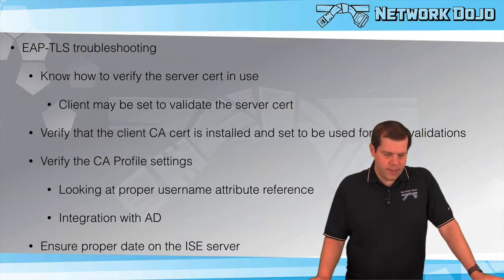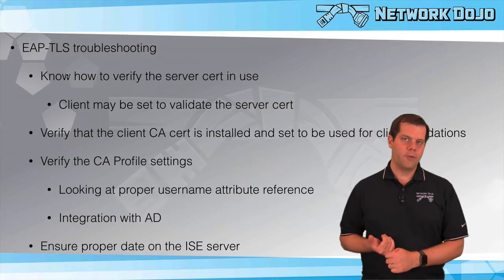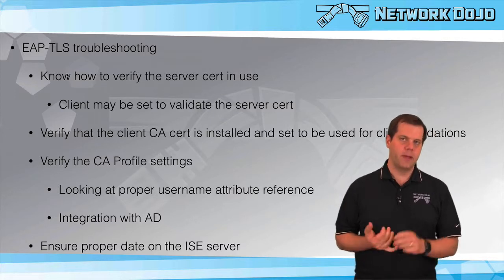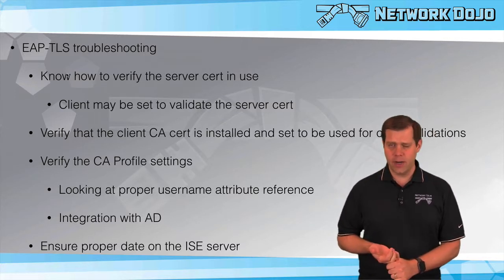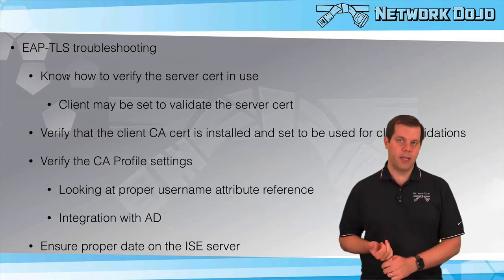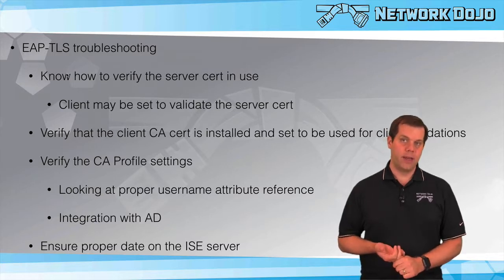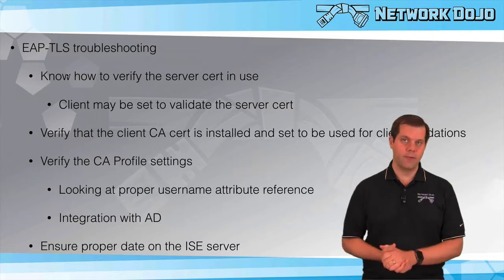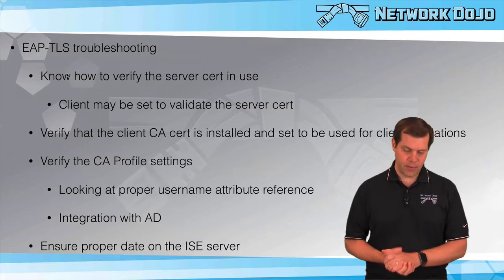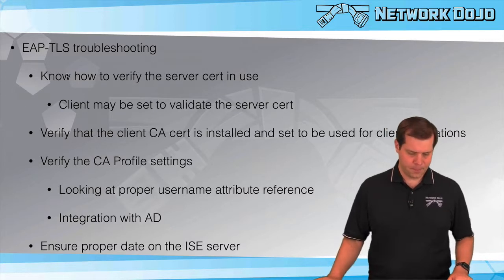Next up, verify the CA profile settings. So the CA profile says a few things. Number one, what attribute in the certificate do we use for the username? And it's also going to tell you if you are integrating with Active Directory. So it just needs to be configured to look in a place that has information. And if it is integrating with AD, we just have to know that so that AD integrations are correct and that we have the appropriate user accounts in there, which should all be kind of an automated thing.